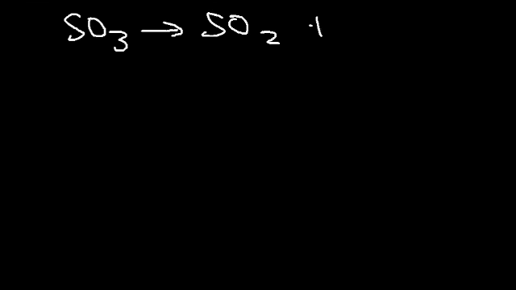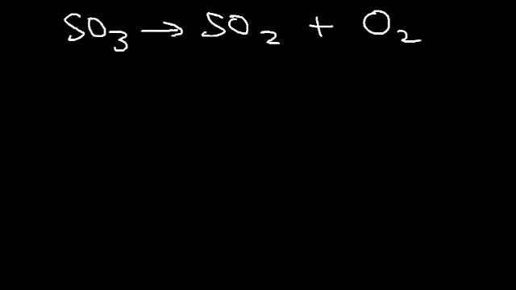So the example that we just considered was a mole-to-mole conversion. But now let's try another mole-to-mole conversion. Consider this reaction. Sulfur trioxide decomposes into sulfur dioxide and oxygen gas, which is O2, in the presence of heat. What kind of reaction is this, and how would you balance it?